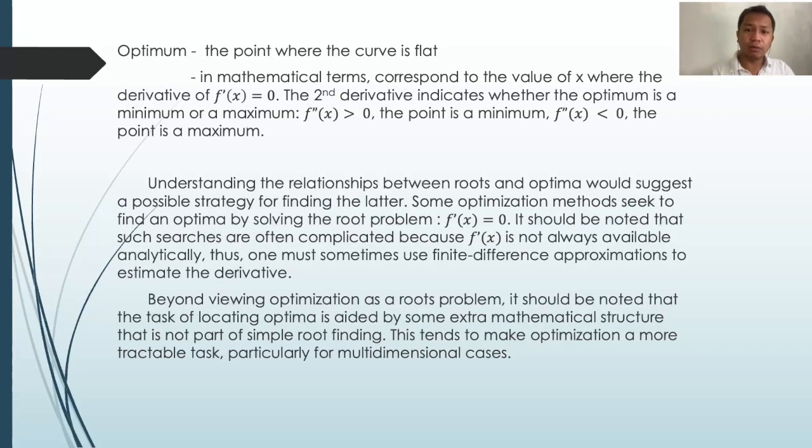Understanding the relationships between roots and optima suggests a possible strategy for finding the latter. Some optimization methods seek to find an optimum by solving the root problem, that is, the first derivative is equal to 0. And it should be noted that such searches are often complicated because the first derivative is not always available analytically. Thus, one must sometimes use finite difference approximations to estimate the derivative.